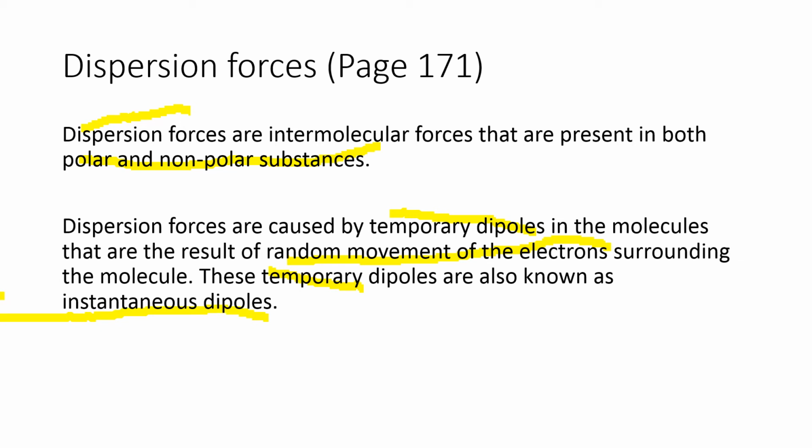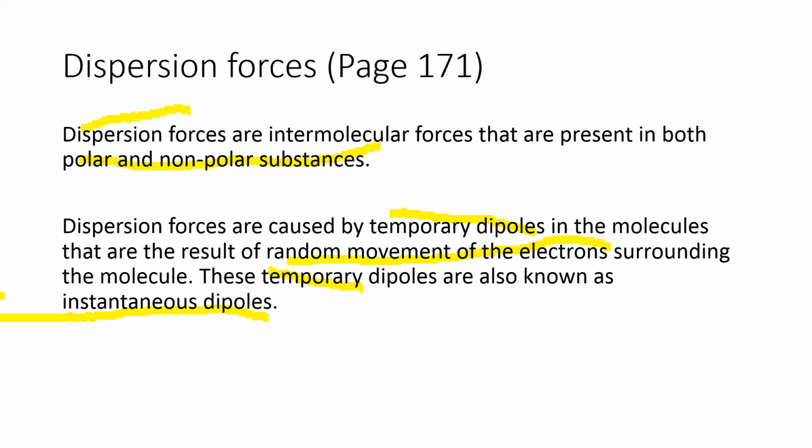Bear in mind, instantaneous dipoles are not the same as permanent dipoles. When we talk about dipole moment, the one that we discussed at the start of today's lesson, those are known as a permanent dipole. Dispersion forces exist in both polar and non-polar molecules, but they form this temporary dipole, which is a random movement of electrons surrounding a molecule.